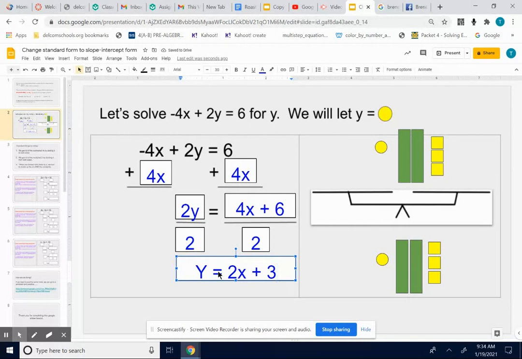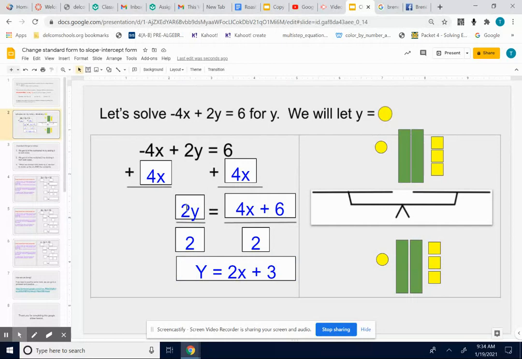I'm never going to require that you use tiles, but I want to see if this can help some of you visualize what we did. What we did, I want you to notice, is that we got rid of the subtracted 4x by adding 4x to both sides. And that left us with 2y is equal to 4x plus 6. Then to get rid of the multiplied 2, we divided both sides by 2. We split both sides up.